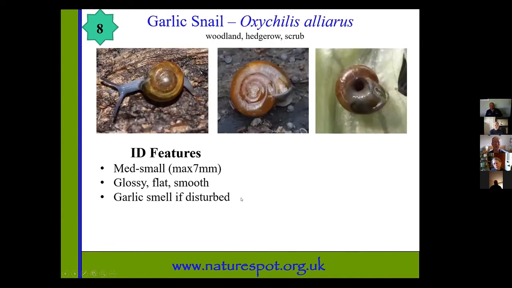Okay, let's move on to number 8, a very common snail in woodland, again, not so common in gardens. It's, again, quite a smallish species. And if you had to identify it on looks alone, we'd be struggling. It's very shiny and glossy, but it's very similar to a few other species.